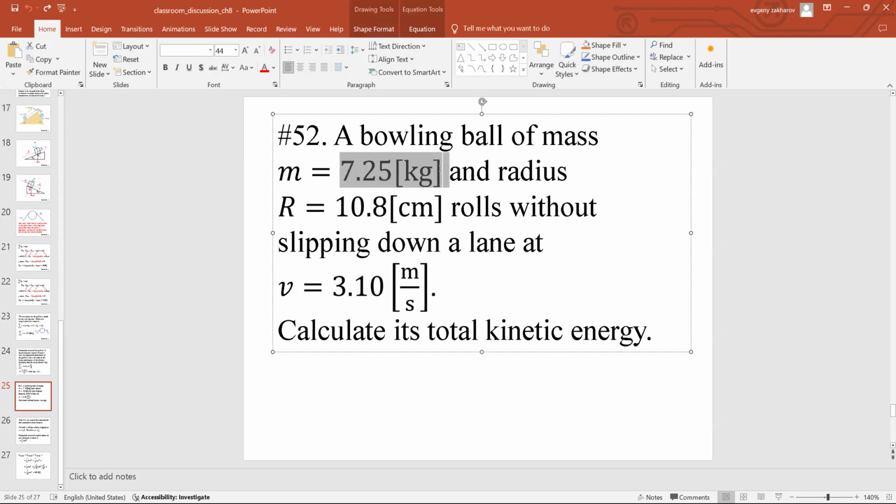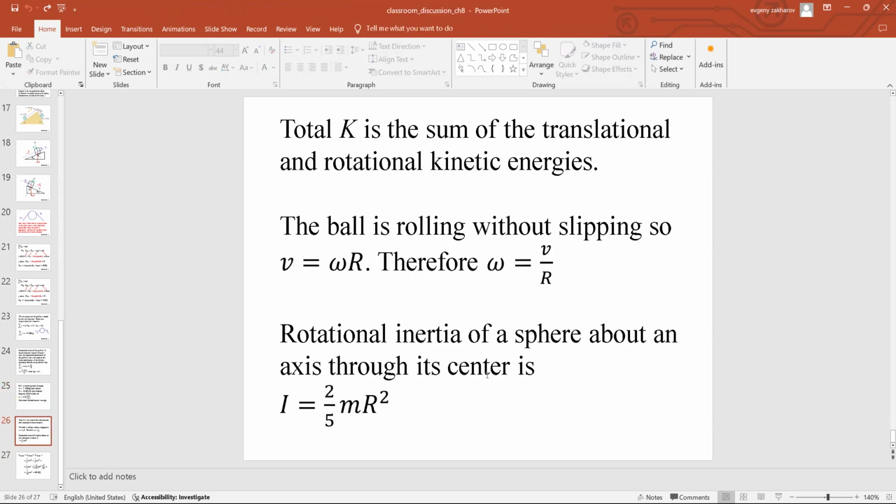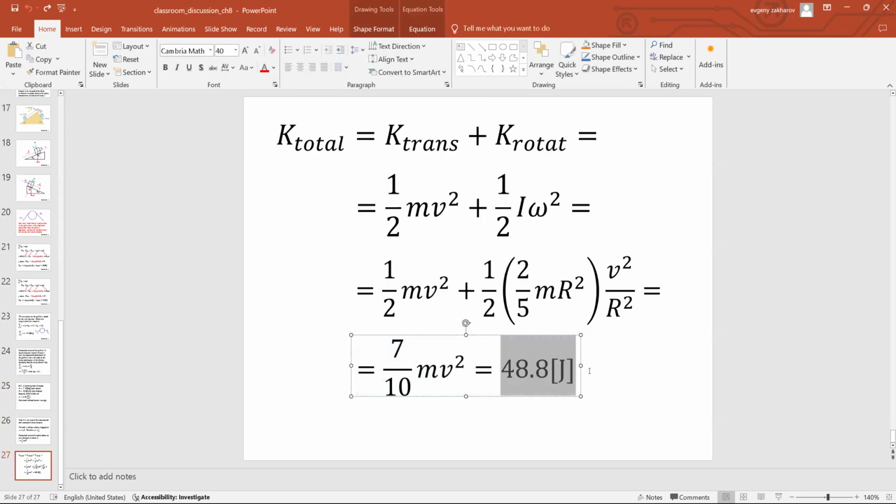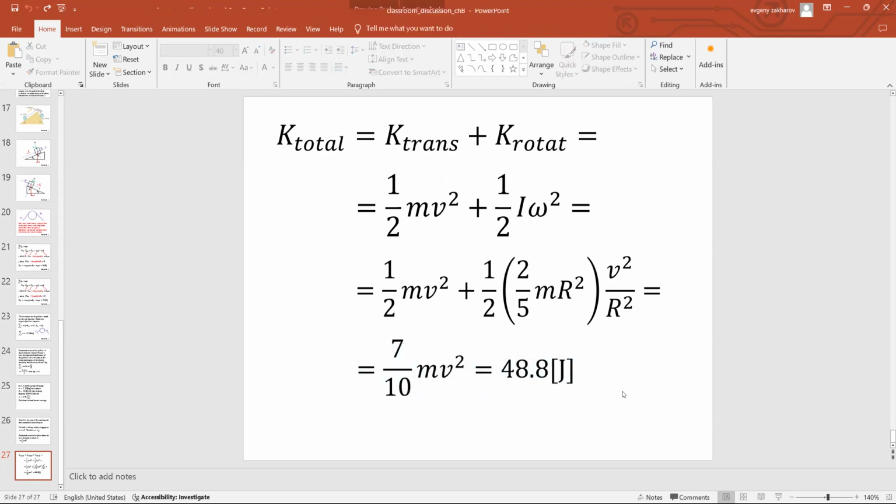Mass is 7.25. V is also given, so square the v and get 48.8 joules. Remember, energy is in joules, torques are in Newton meters, even though dimension-wise it is the same result. Newton meters are reserved for torques, and for energy, you have to show joules, and work done is also joules.